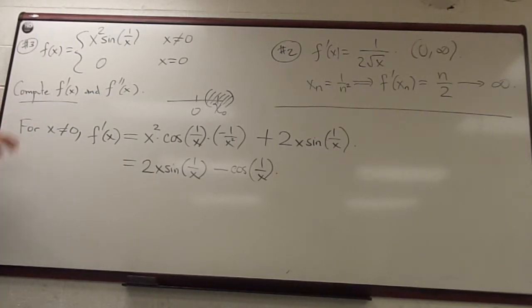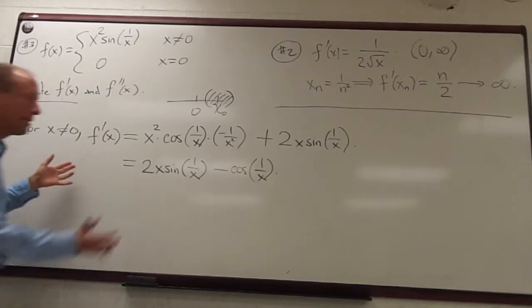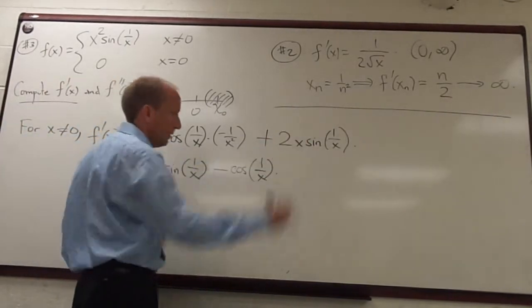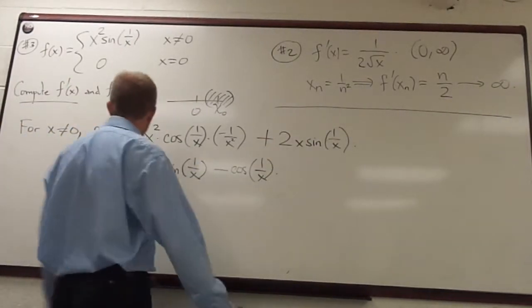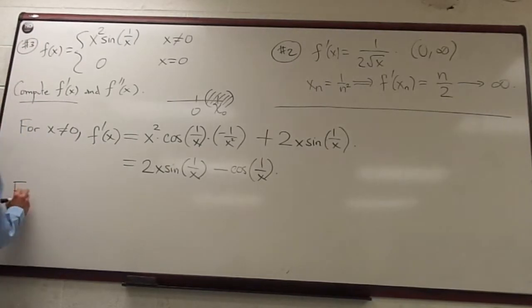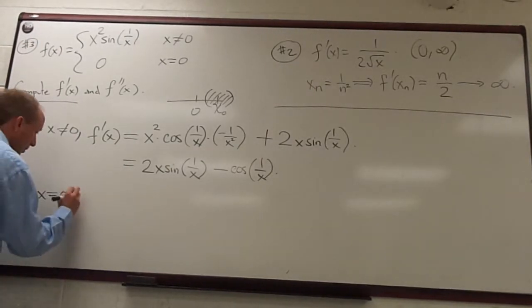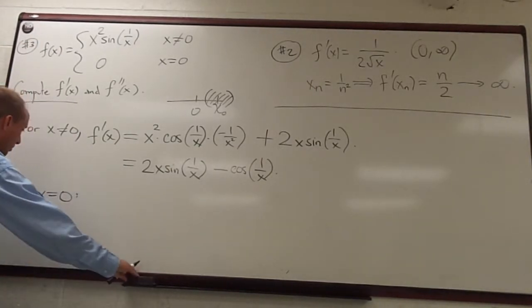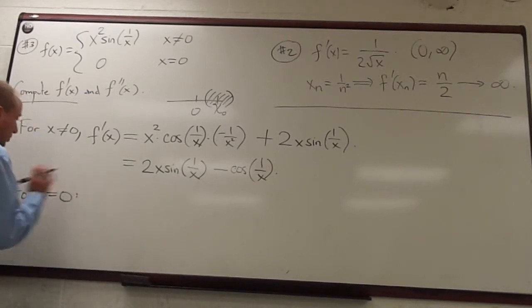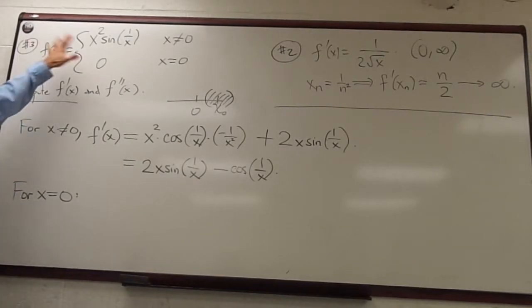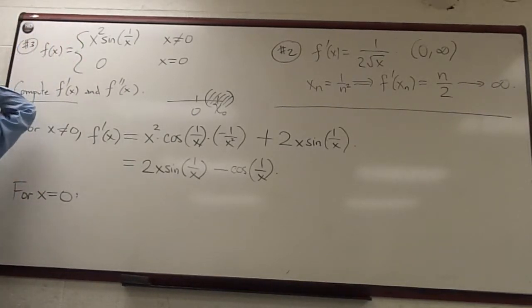And I think I'm going to let you guys do the second derivative for non-zero x's. It's the same thing, you just take the derivative of this again. So we don't need to go over that. Let's talk about 0. Let me just call it x or c or whatever it is, a fixed point here. So how am I going to evaluate the derivative of this function at 0?